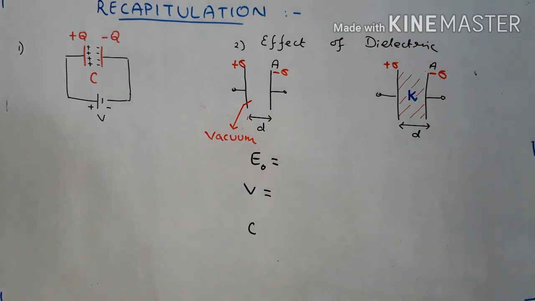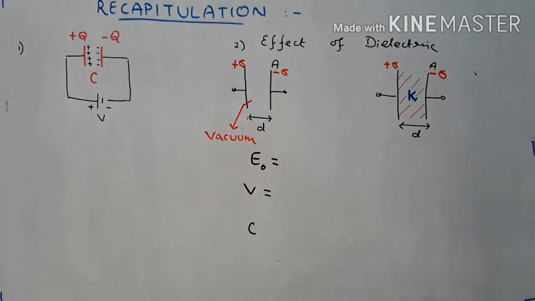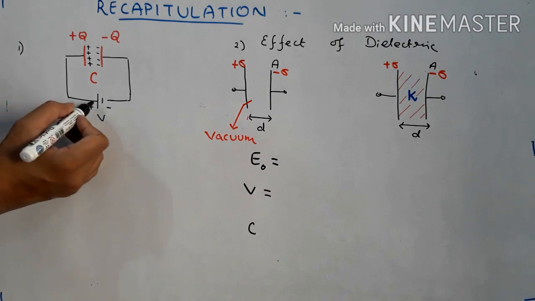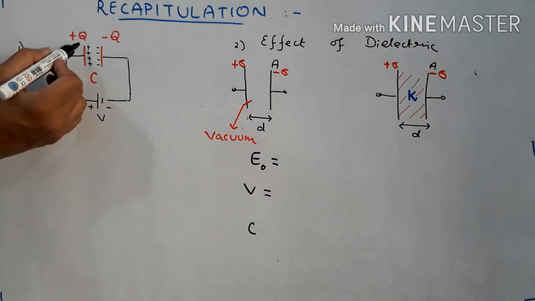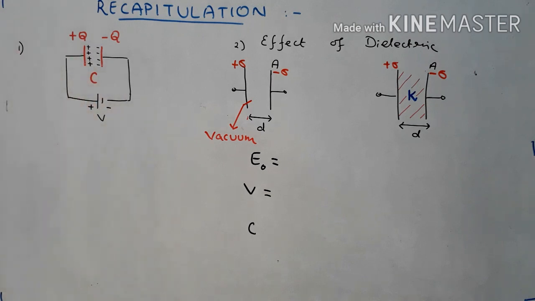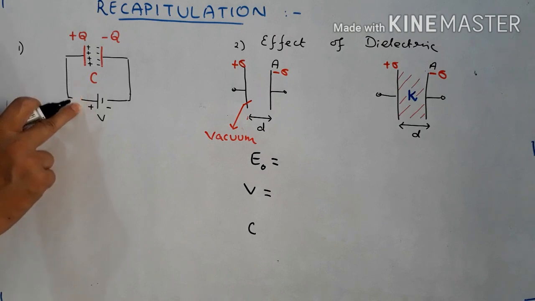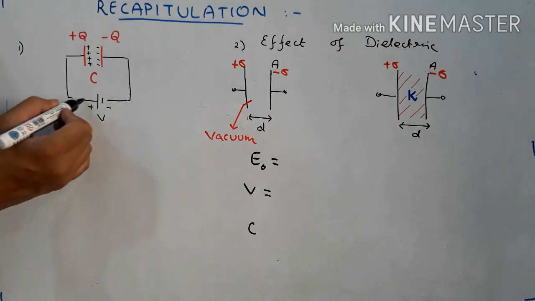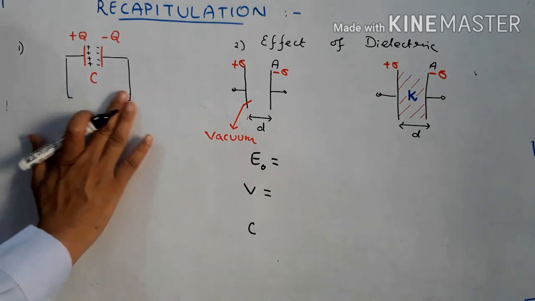A capacitor is nothing but a pair of metal plates, conducting plates, which are connected to a battery. If you connect it to a battery, charges will redistribute, charges will flow. One of the plates will acquire positive charge, say plus Q, the other acquires negative charge minus Q. This process is called charging of the capacitor. After charging, we can remove the battery.